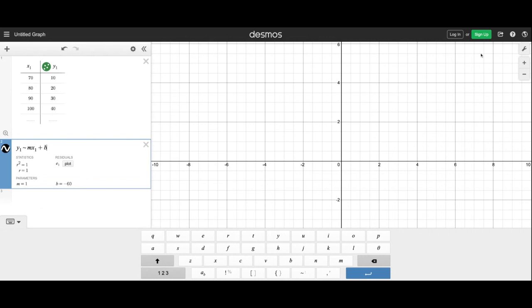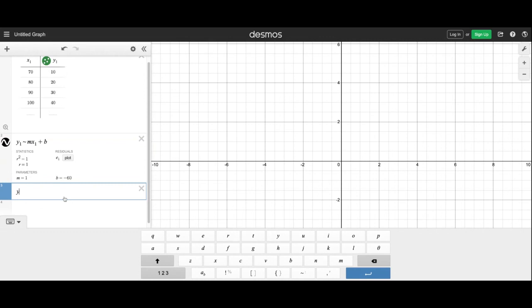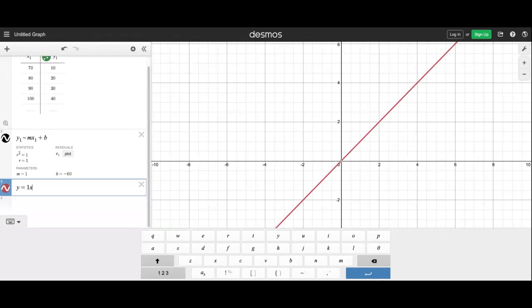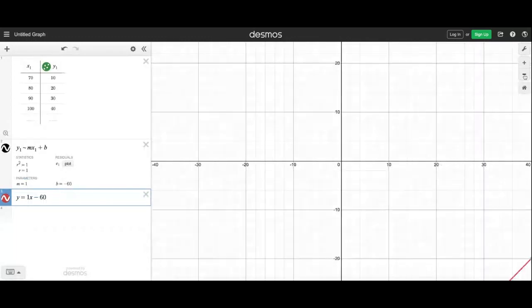Now, here's where it's really cool. I'm going to put that equation in. y is equal to 1x plus or minus 60. Now, my line should go directly through those data points. Mr. Schenkel, I don't even see the data points. Let's make this graph a little bit bigger.